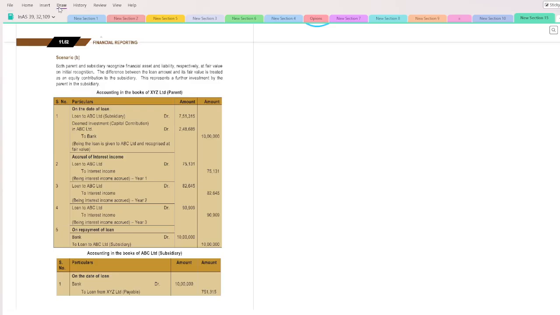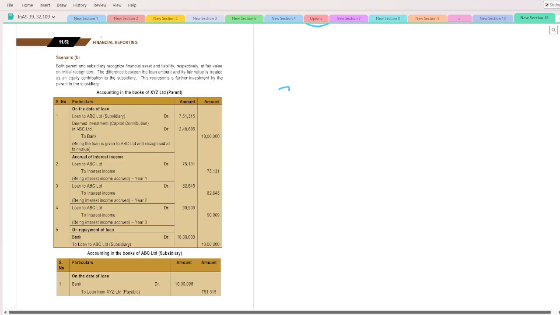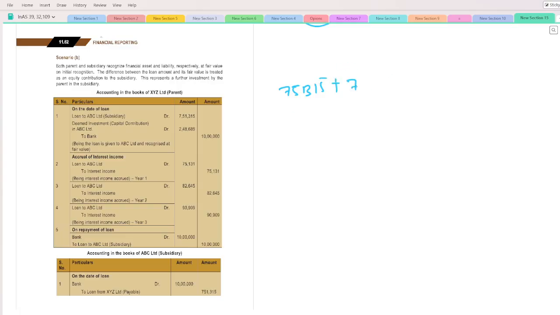Okay, that marker is gone. Just a minute, I'm bringing my pen. So 751315 plus you will be accruing the interest at 10%. So then it is 75131. Here there is no coupon, so it's a blank. So then this will be whatever the amount it is.